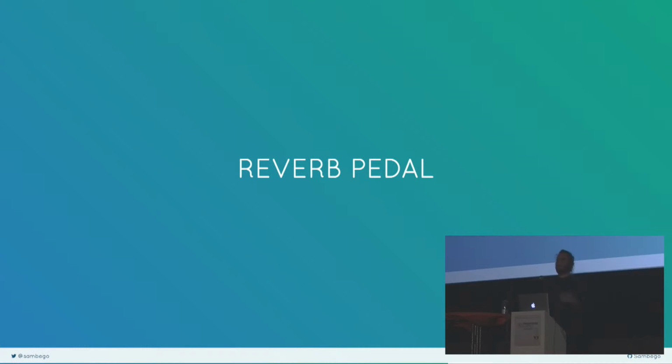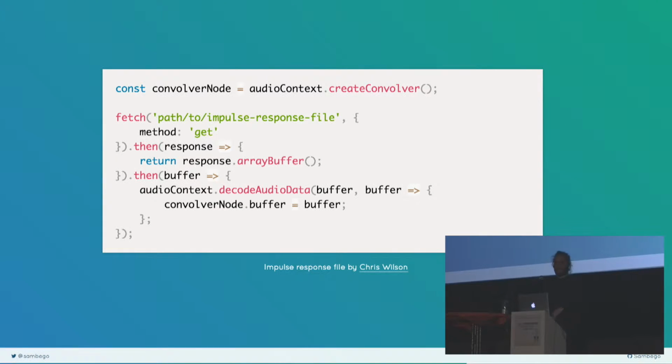And the last one I tried to build is a reverb pedal. A reverb pedal is just a pedal which adds some echo to your guitar. We can create this by using a convolver node. A convolver node is basically just a node which takes an audio file and all its characteristics and then projects it into your own audio signal.